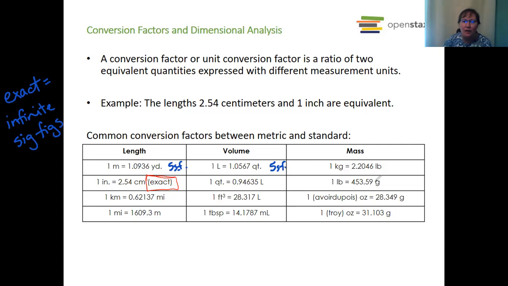Sometimes you'll be watching a video and you'll see them write 1 kilogram is equal to 2.2 pounds. I don't want you to use this. Why?